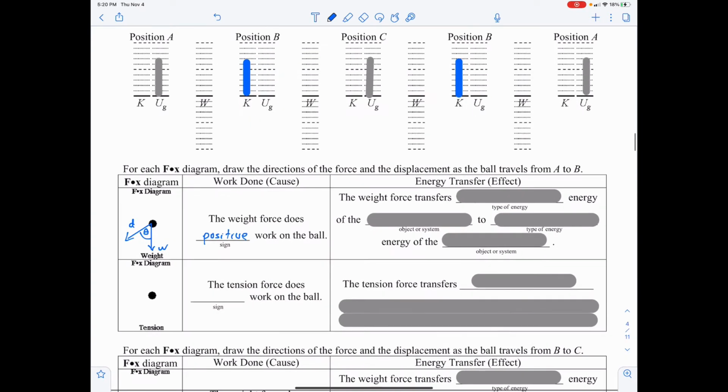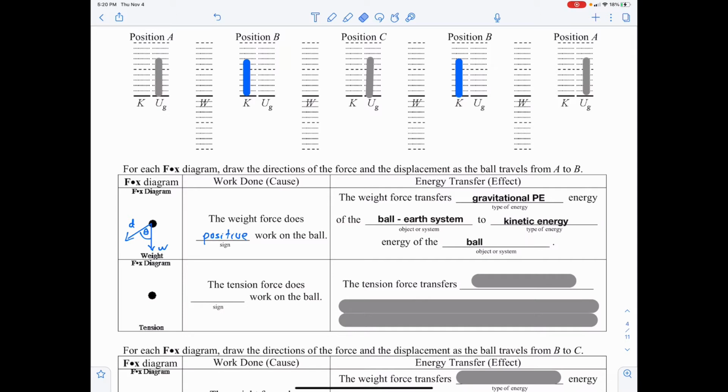So let's take a look at what's happening here. The weight force transfers gravitational potential energy of the ball-Earth system to the kinetic energy of the ball.